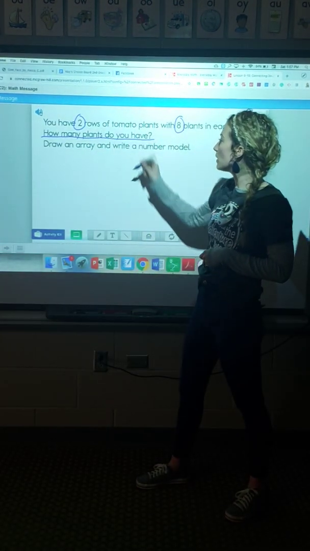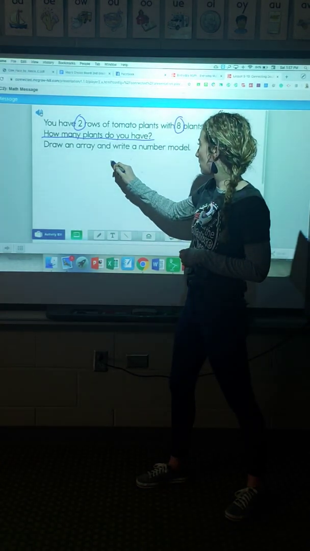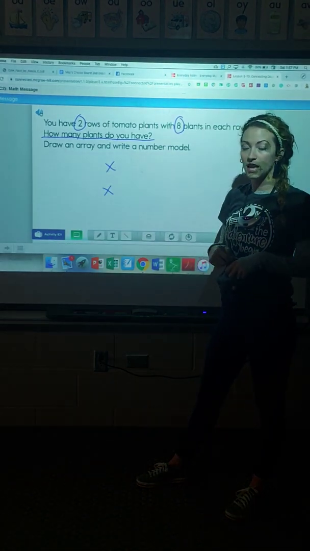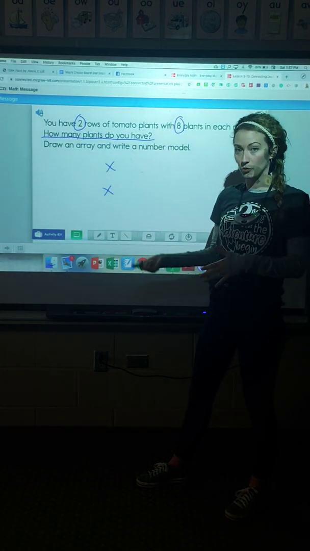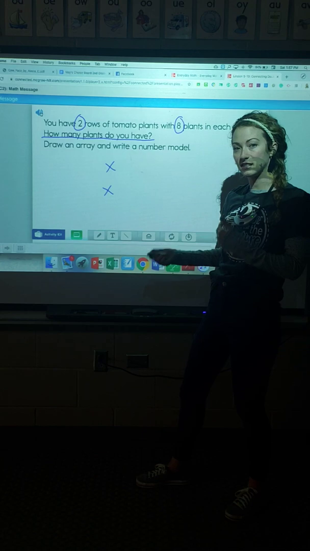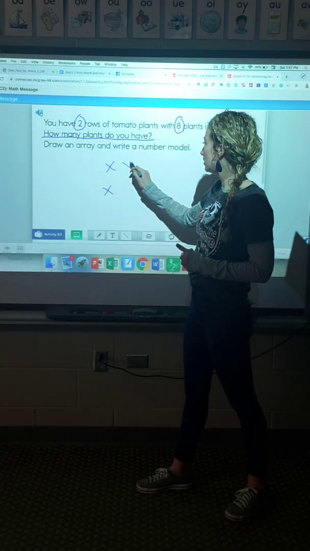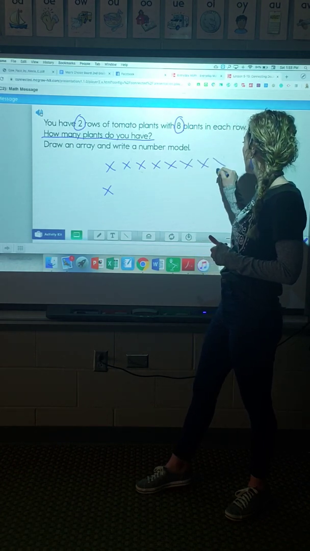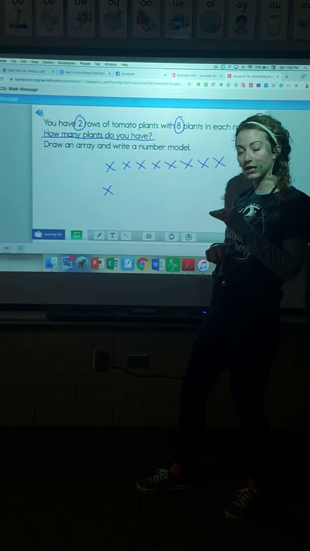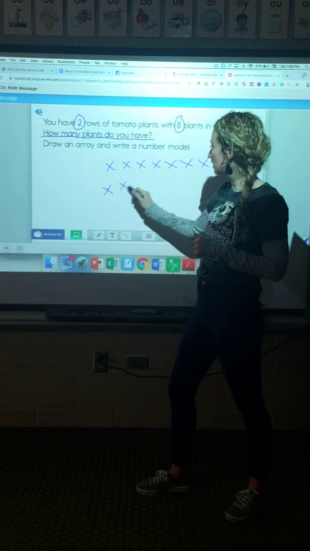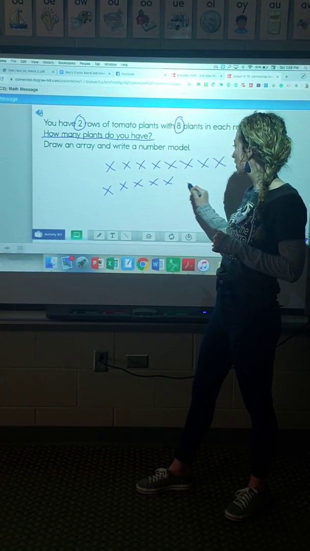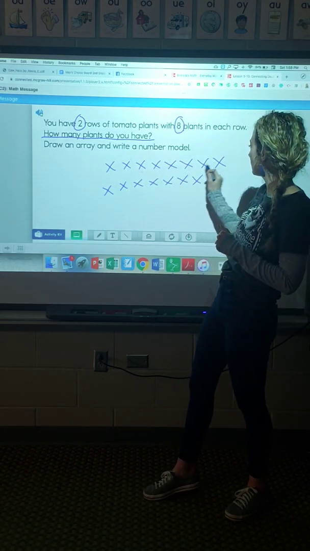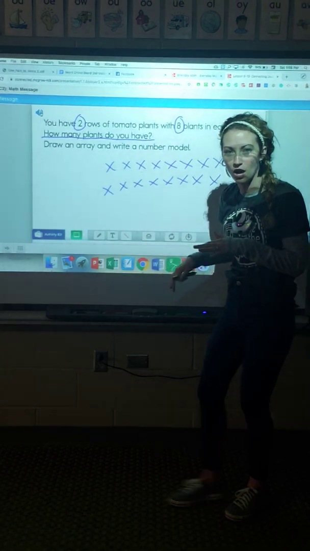It says you have 2 rows of tomato plants. So I'm going to write a row here and a row here. So I have 2 rows. I have 8 in each row. So I'm going to make 8 plants in each row. So 1, 2, 3, 4, 5, 6, 7, 8. Okay, that was 1 row. Now I have to make another row of 8. 1, 2, 3, 4, 5, 6, 7. Good, so they're a little off, but that's okay.